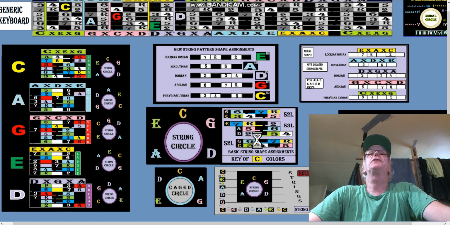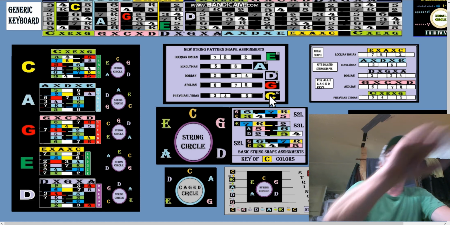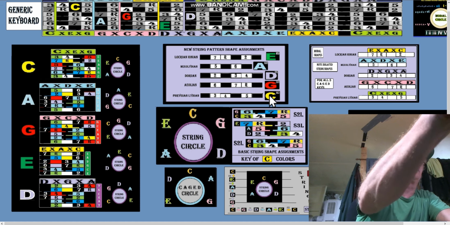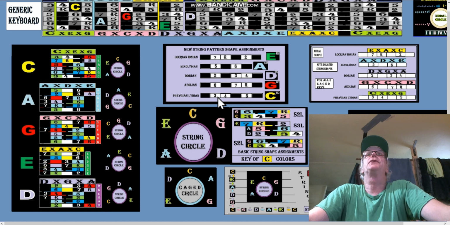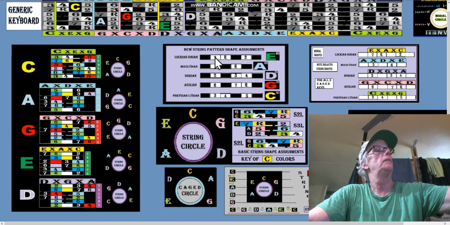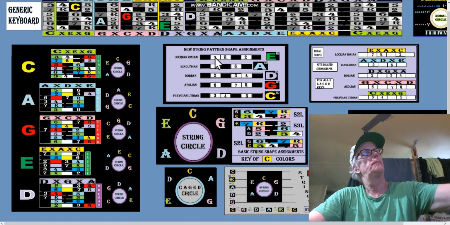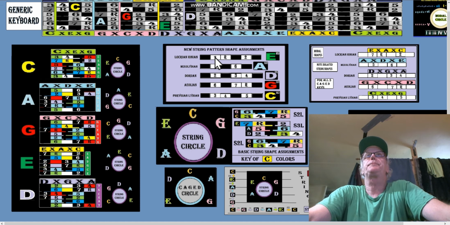So if we assign letters to these string numbers, these letters are independent of what key you are in. They are the same for all 12 keys. Doesn't matter. Every key has a third, every key has a sixth, every key has a second, every key has a fifth, every key has a seventh, right? Every key has 8 members for the octave.